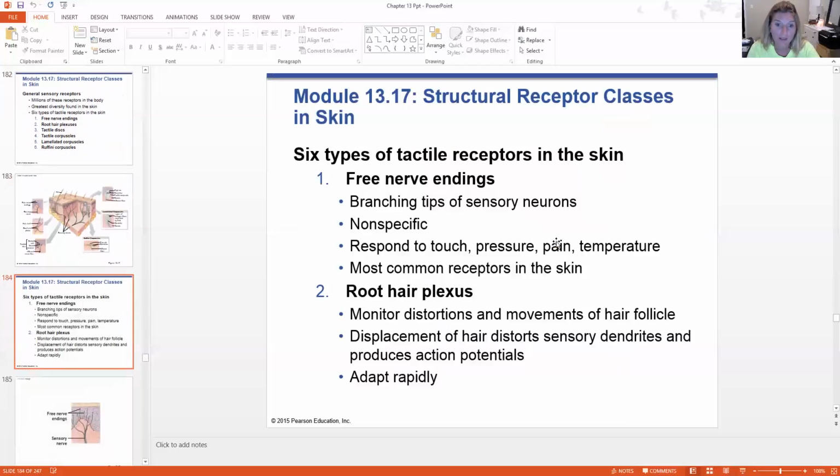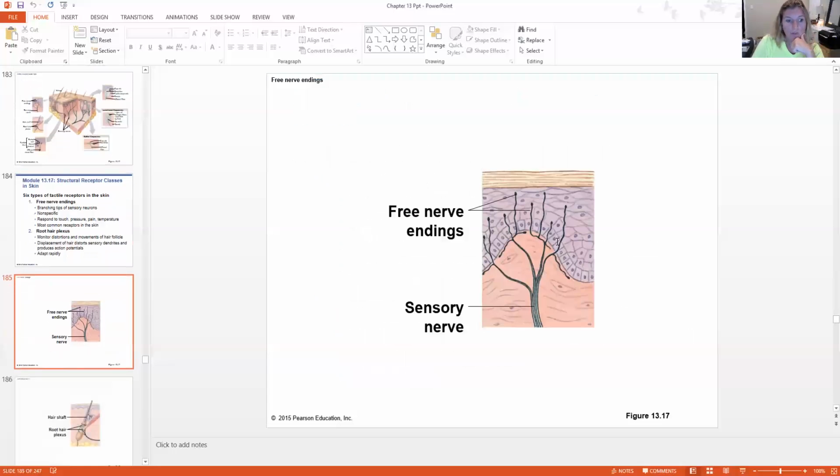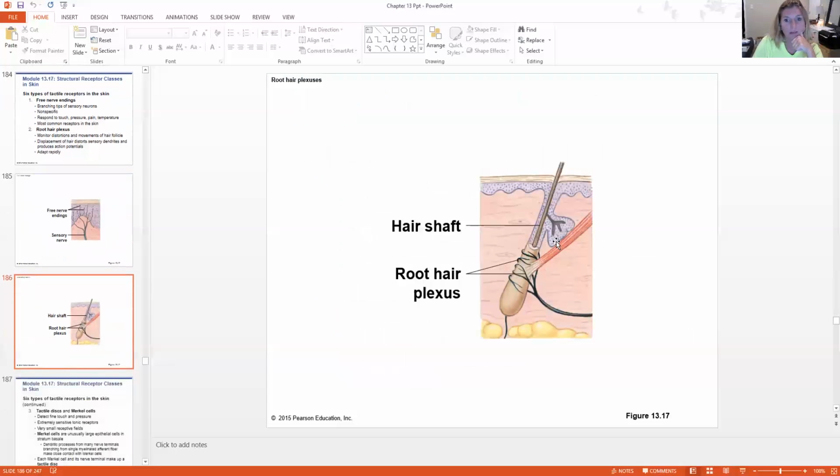There's the root hair plexus, which is connected to the root hair, and any distortion in the root hair is going to show that there is movement, and those root hair plexuses are going to alert. These adapt very rapidly. This is most of the reason why you don't remember that your shirt is on you. Even the little hairs on your body are moving in response to that shirt. Your body doesn't have to know about it. Free nerve endings, root hair plexus.